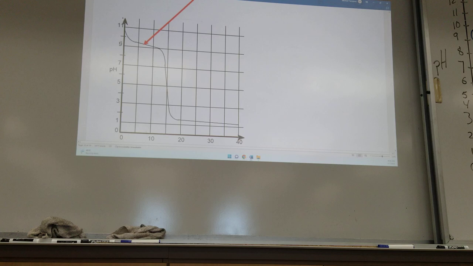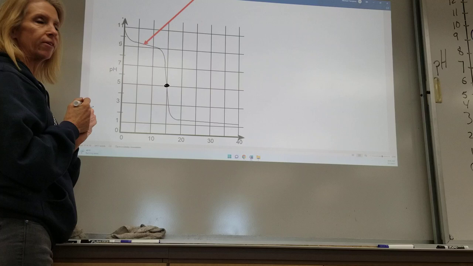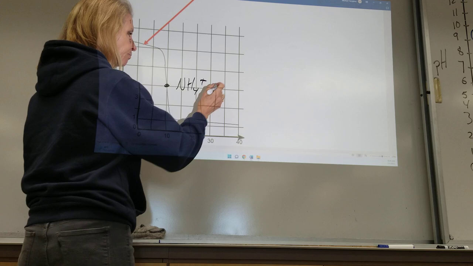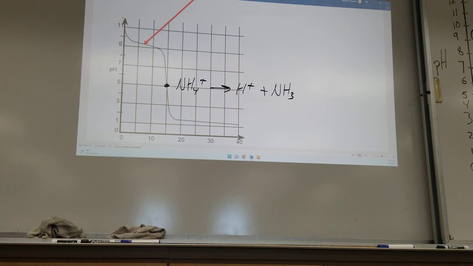So this is neutral. The pH here, the equivalence point, is somewhere around here. Put it out there, that's the equivalence point. Write a reaction to justify the fact that your salt is acidic. You formed ammonium chloride. Ammonium chloride is an acid. So you must always write a reaction to justify why your salt is acidic if you're protonating an amine.